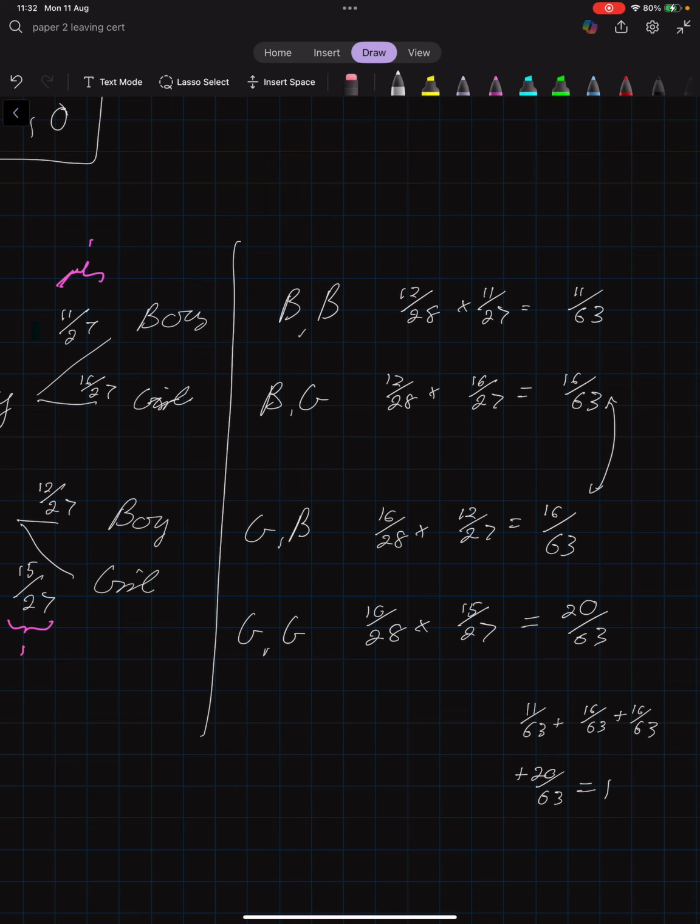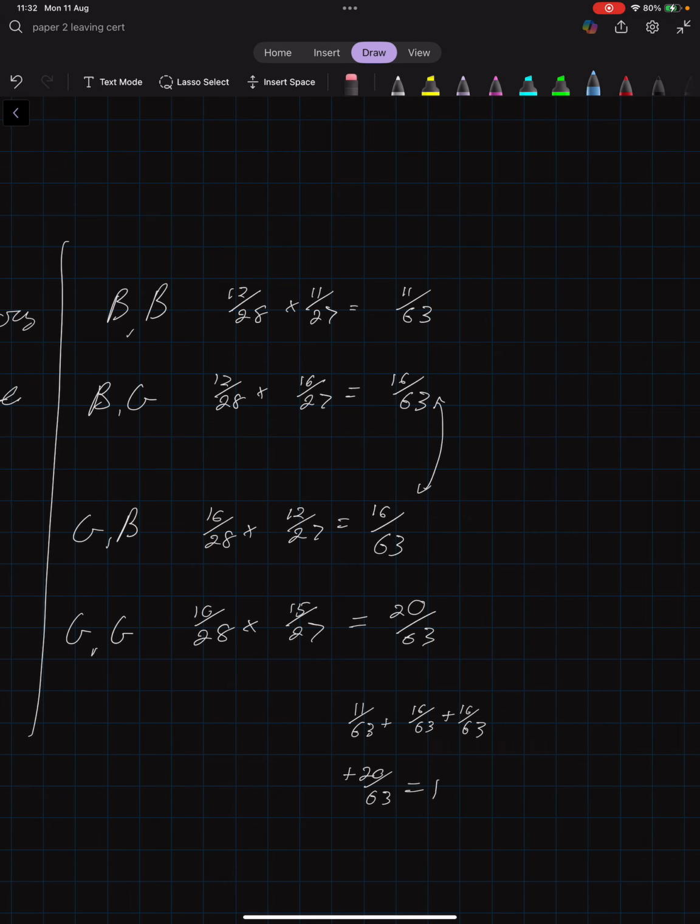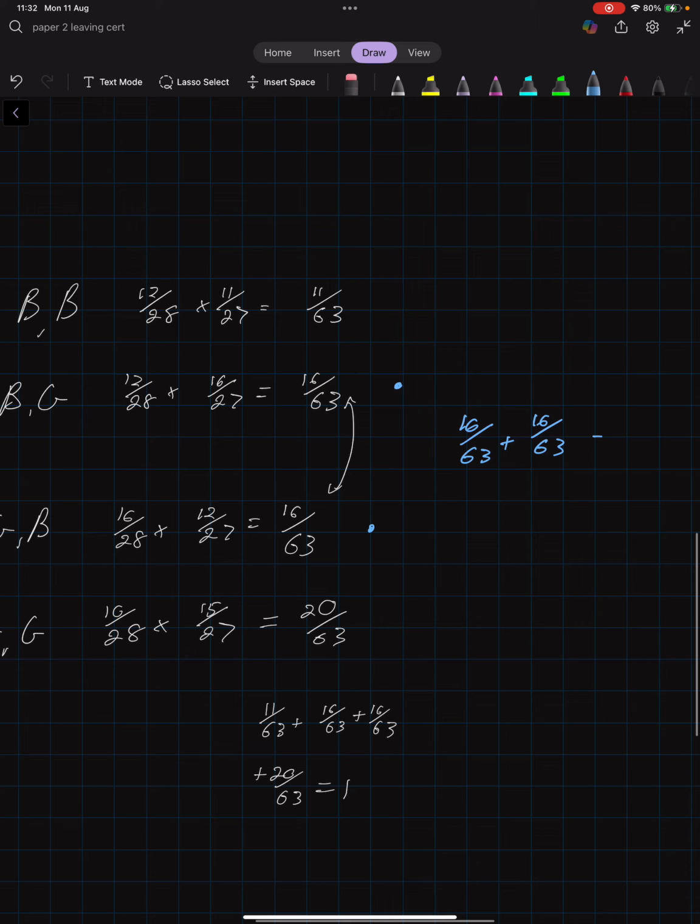Okay? And so, to go back to the question, it says, what's the chance that you get 1 boy and 1 girl? You would look here, you'd say, well, this is 1 boy and 1 girl, that's 1 boy and 1 girl, so it's 16 over 63 plus 16 over 63, which is 32 out of 63. Okay? And that's it. All right?